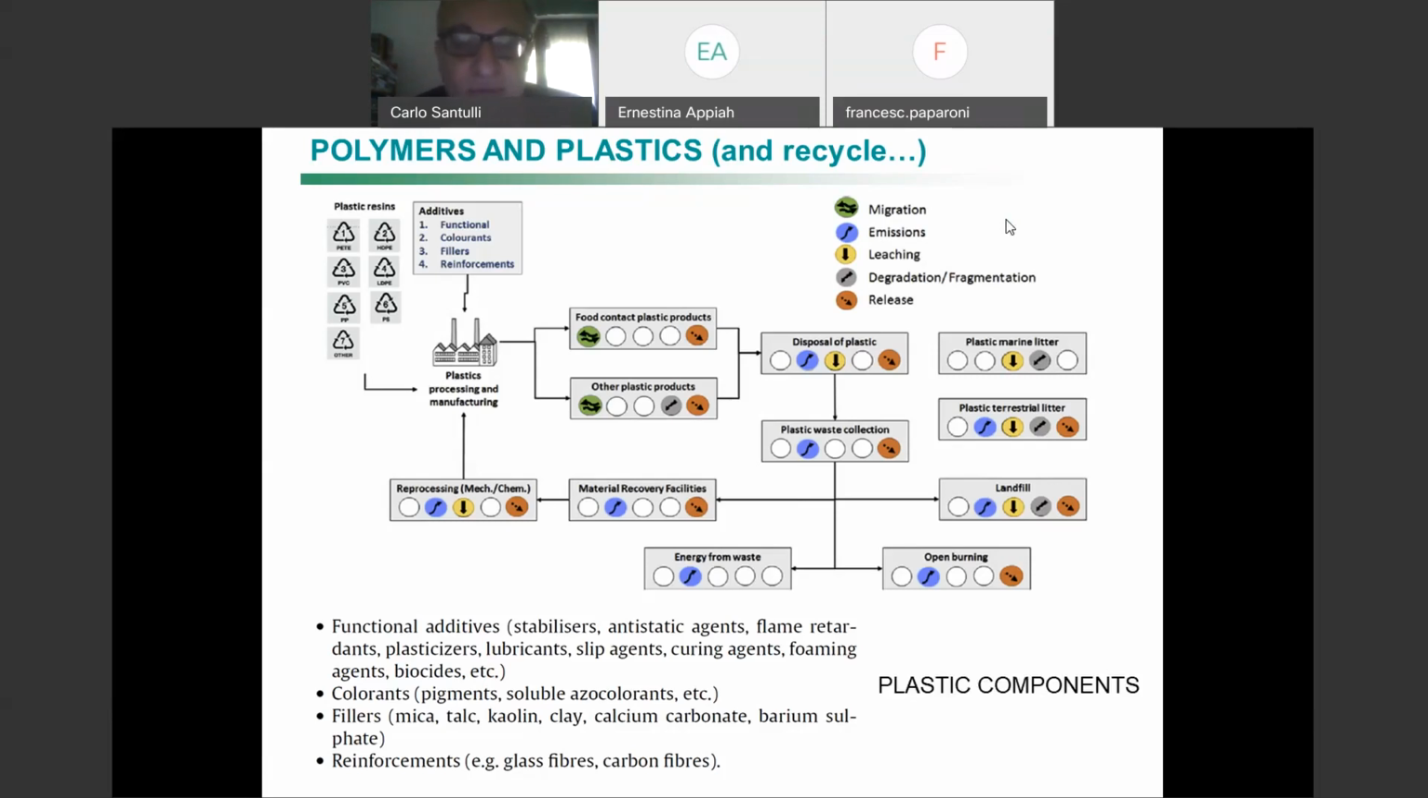Of course, plastics would also be reinforced. The difference between filling and reinforcement is that reinforcement is supposed to give a higher tensile strength to plastics, like it is the case in composites. As I was saying, glass fibers, carbon fibers, basalt fibers, etc.